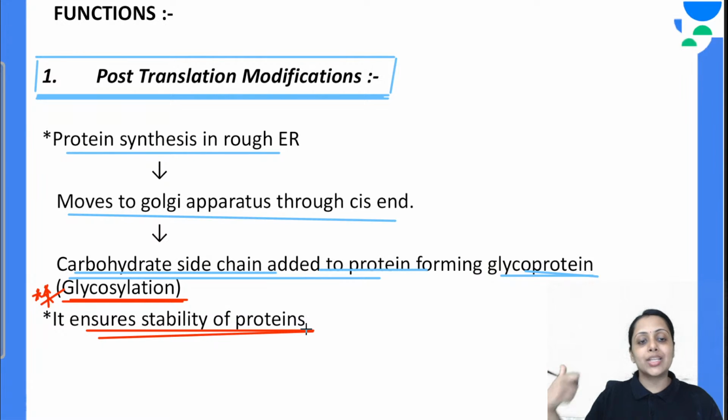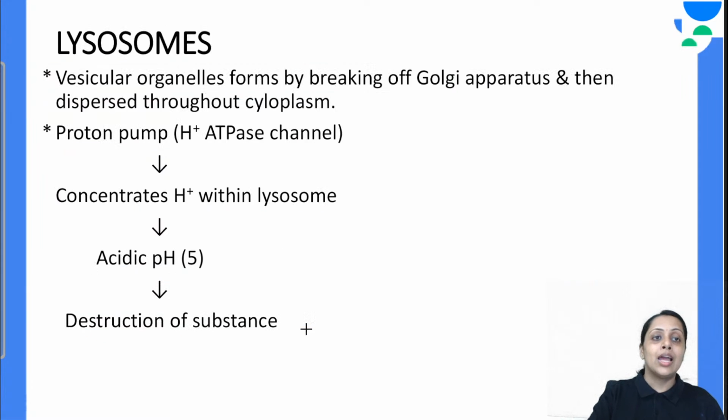Post-translation modification is done by our Golgi apparatus proper, and what does it do? It causes glycosylation of protein, and that glycosylation of protein is required for stability of proteins. Next cellular organelle is the lysosome. They are vesicular organelles that are separated from our Golgi apparatus.